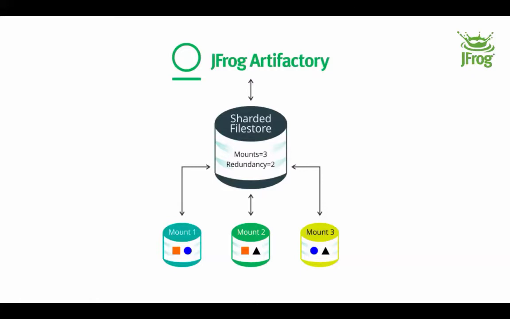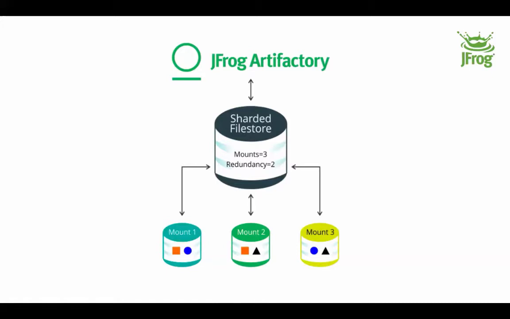Subsequently, let's say a round object comes in for deployment, and Artifactory will again randomly pick 2 different mount points. So now it decided to write the round object onto mount 1 and mount 3. And lastly, triangle comes in. Artifactory goes through the same mechanism, and now it writes to mount 2 and mount 3. So as you can see on the screen, you have 2 copies of each object.